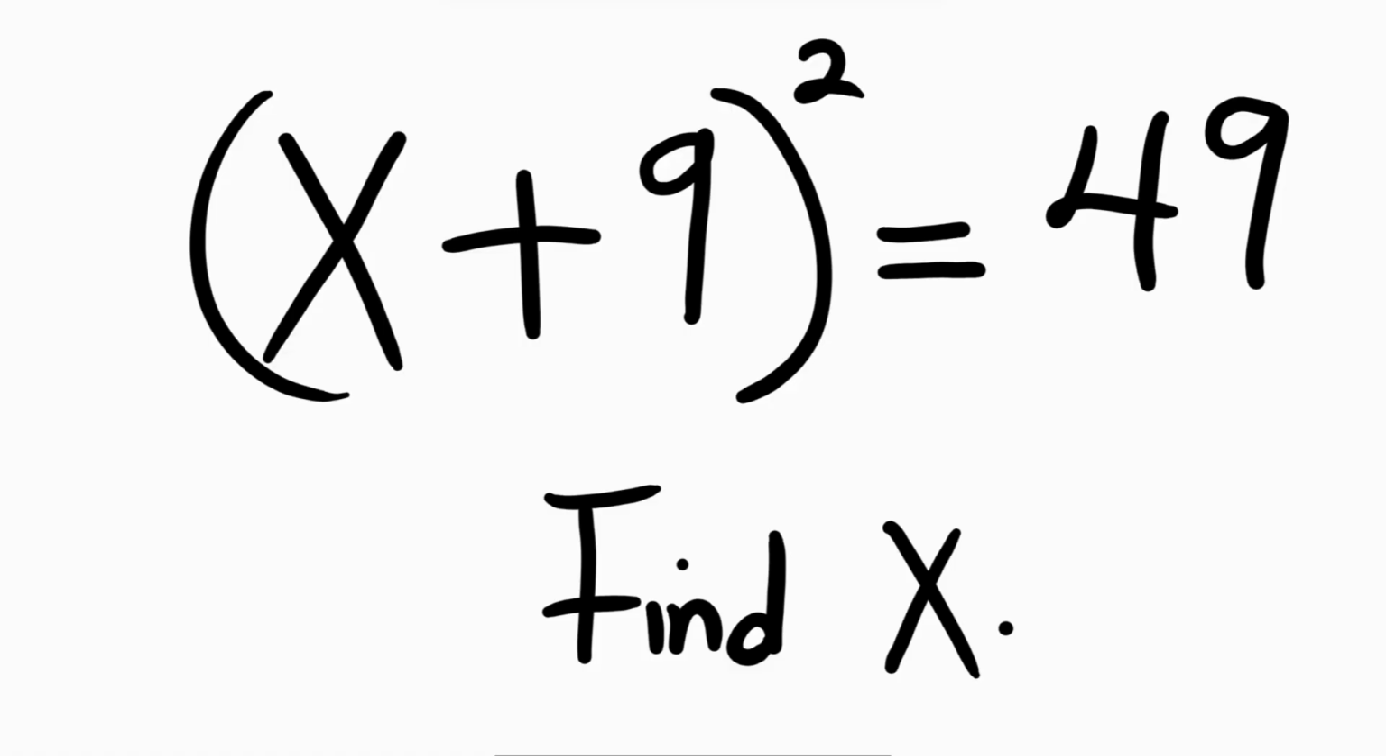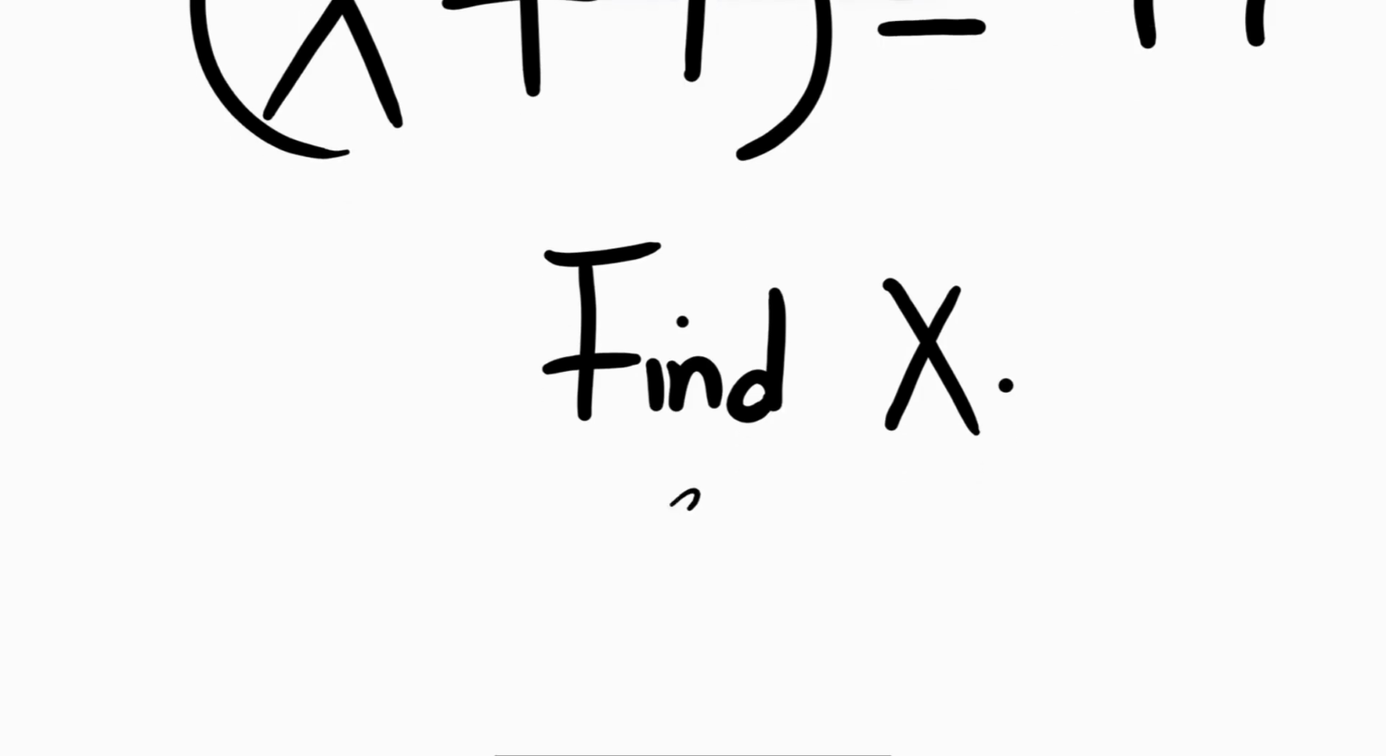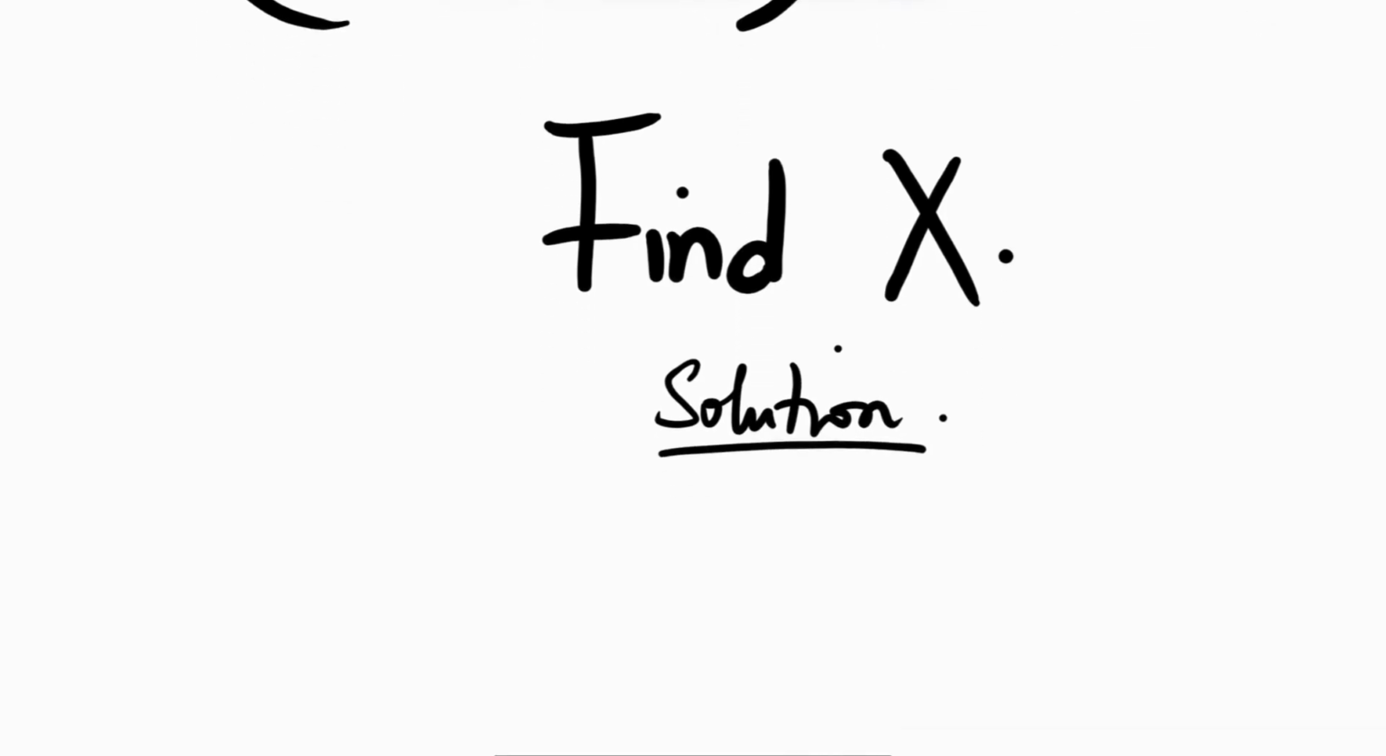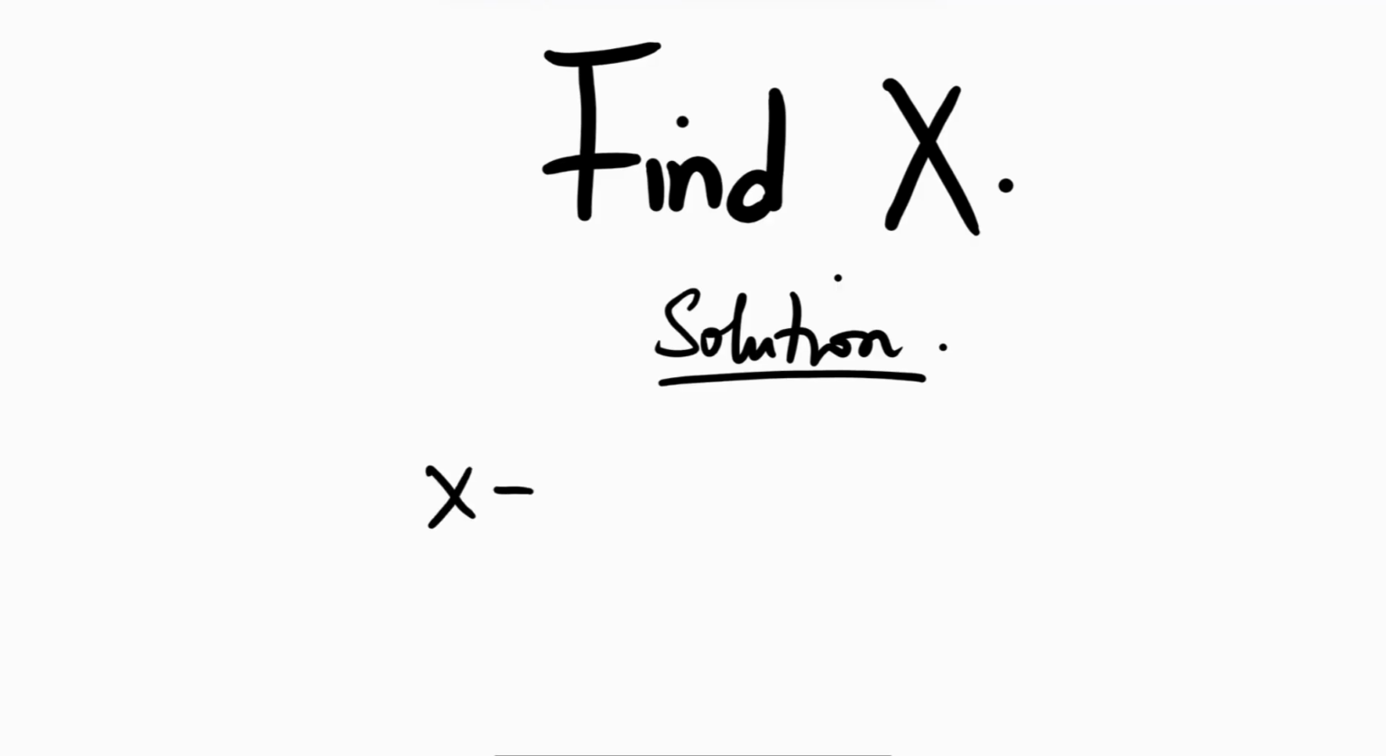We have that (x + 9)² is equal to 49, and we're supposed to find the value of x. Let us go right ahead and solve for the value of x. Solution. So we have that (x + 9)² is equal to 49.